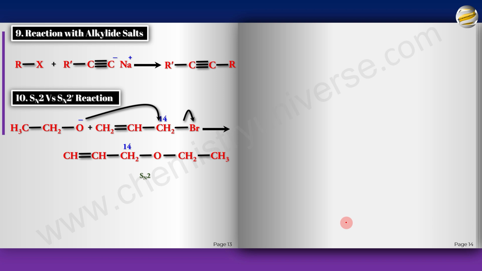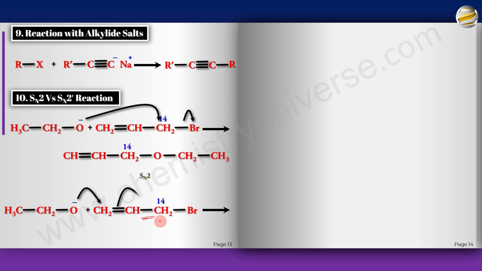You can even get a situation where the O minus attacks this carbon and the pi bond shifts between these two carbons and then the Br leaves, giving you this. Now you may wonder, C14 is at the right side, where did it come on the left side? Doesn't matter how you write it. If you want, you can write it like this, it will be same as this only.